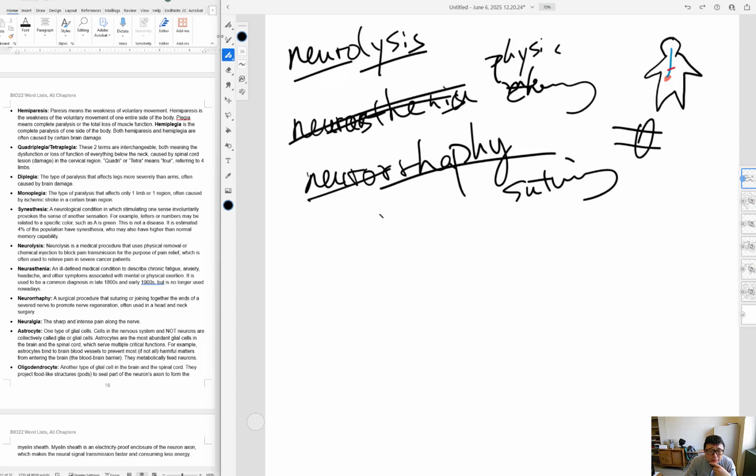But later, in the next chapter, we have more about the raphy. Some of those are common questions. But this raphy, suturing the neuron up, is not a common use of the raphy. In most cases, it's like suturing the cut up. But this means suturing the nerves together to help them regenerate.